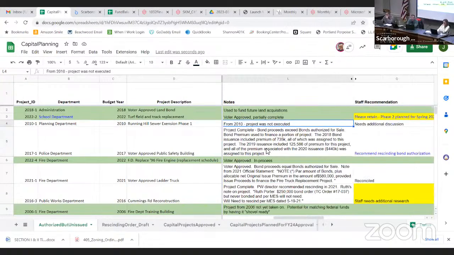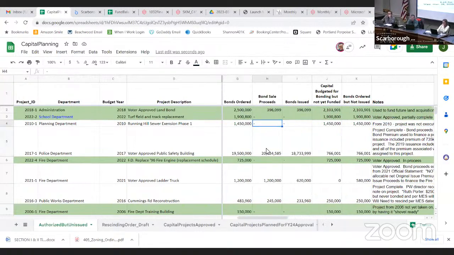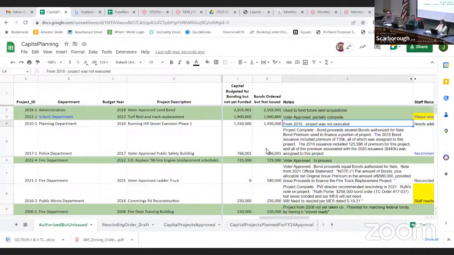Let's talk about Running Hill sewer, because that's another big authorization that's out there that's quite old. It was authorized in 2010. It was for a sewer project. There was a road project at the same time that was actually executed, but they never executed the sewer project. From my perspective, why do we need to keep this? It doesn't serve a huge benefit, because I think it's unlikely that staff is going to issue funds to complete this project without coming to a council. So I didn't see much risk in taking it off the list, but you may view it differently.